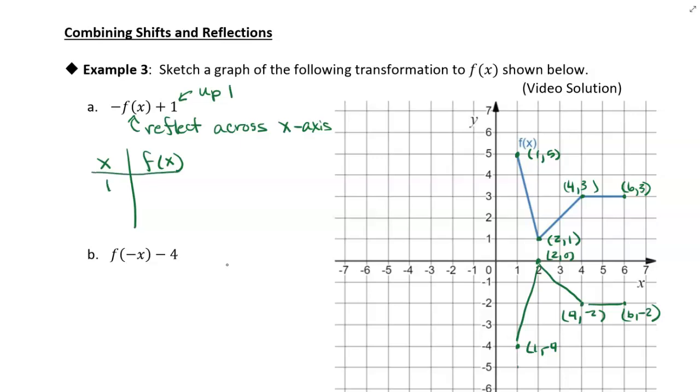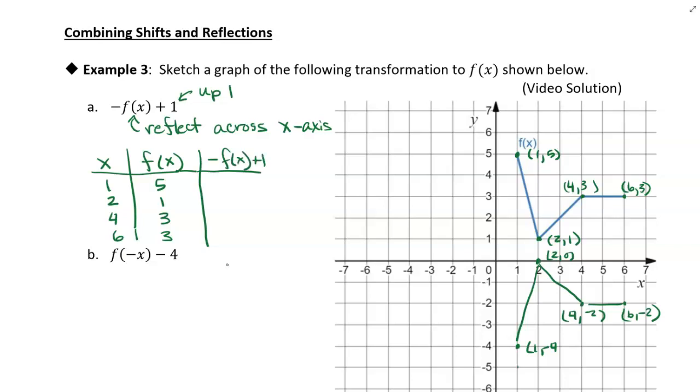So when x is 1, f of x is 5. When x is 2, f of x is 1. When x is 4, f of x is 3. And x is 6, it's 3 still. Okay, so we're just taking those values from the original function. And now all of these, in this particular case, all of the transformations are on the output. All right, so I just need to transform the output. So all I need to do is take the negative of f of x and add 1 to it, right?